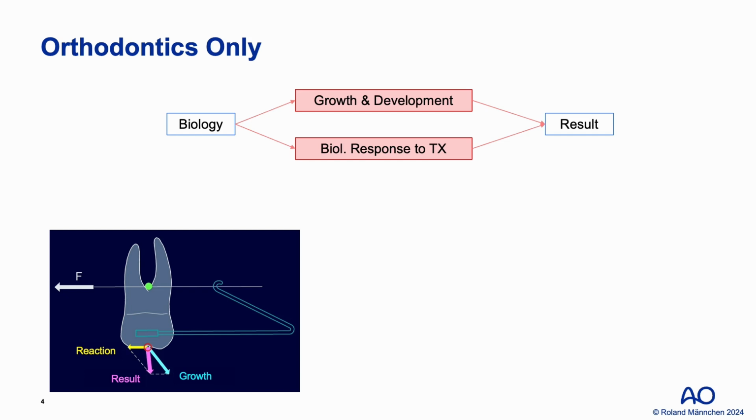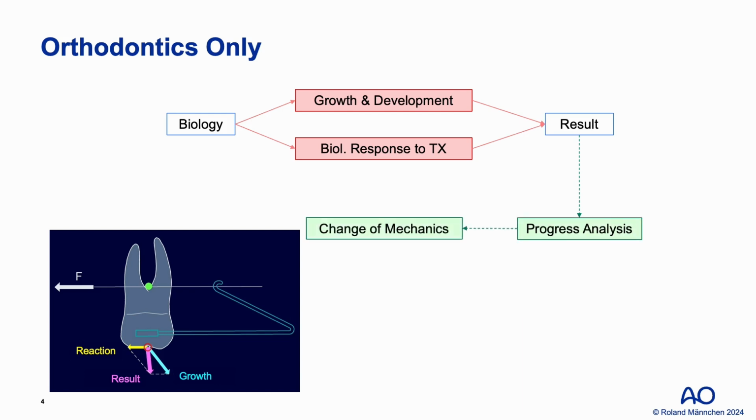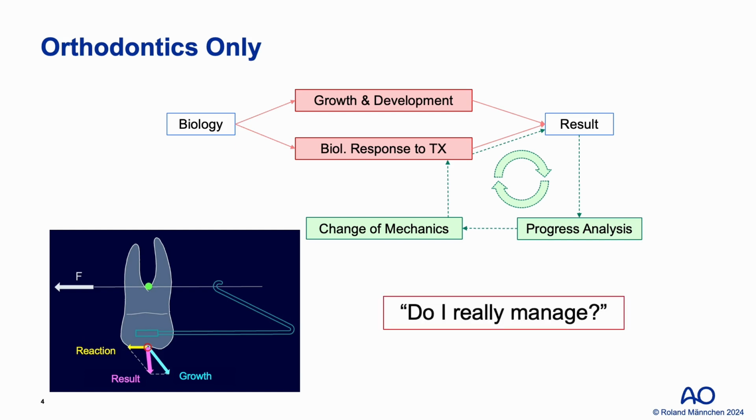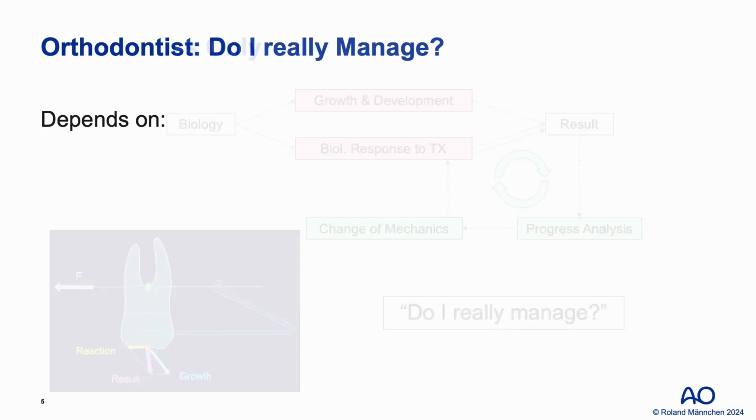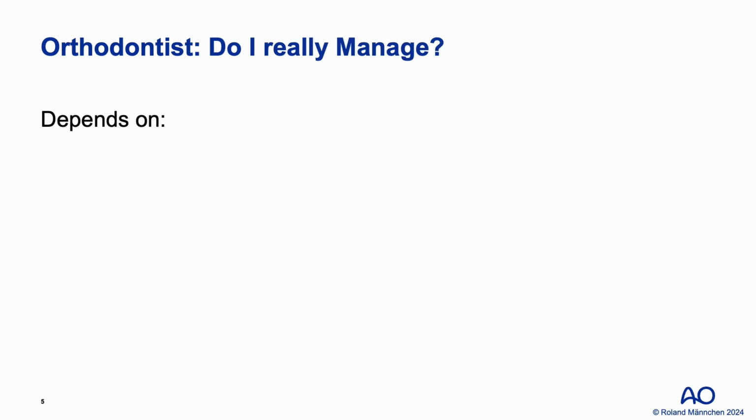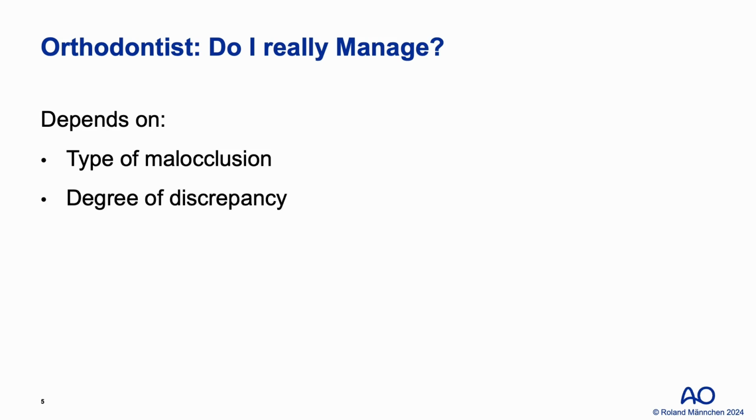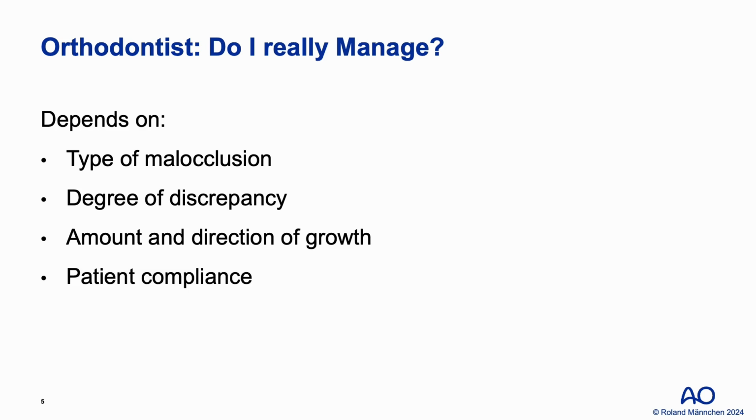We therefore have to constantly analyze the progress of treatment and adapt the mechanics accordingly in order to reach the goal. And we may have to ask ourselves repeatedly during the treatment, do I really manage to achieve the goal? If I really do manage depends on 4 factors: the type of malocclusion, the degree of the discrepancy, the amount and direction of growth, and the patient's compliance.